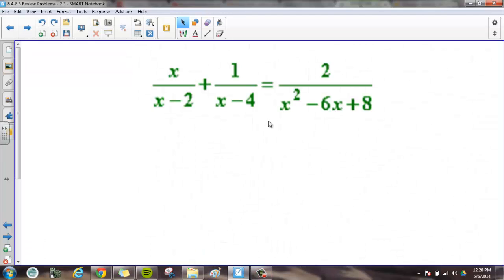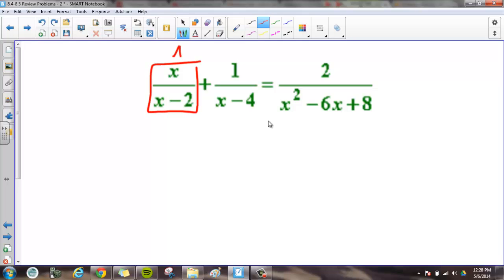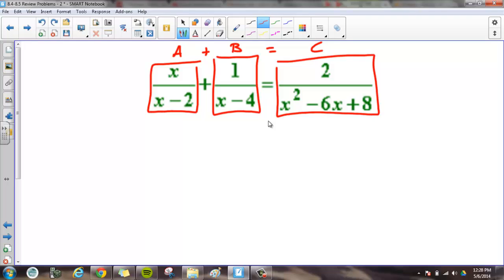What we're going to be looking for is where this equation will cross over the x-axis. Well, before we do that, we've got to get everything on one side of the equal sign and have it set equal to 0. So this is what I want you to think of. Let's just imagine this whole thing right here is A, this whole thing right here is B, and this whole thing right here is C.